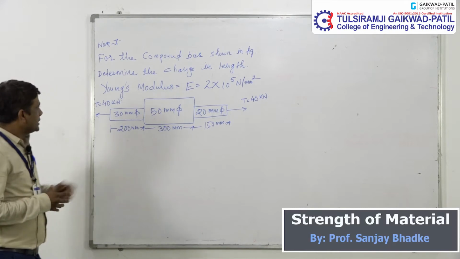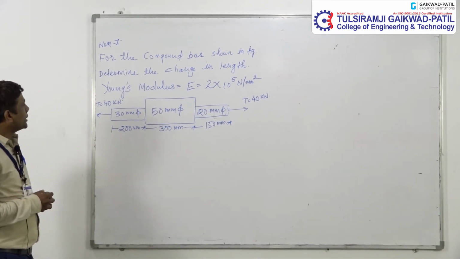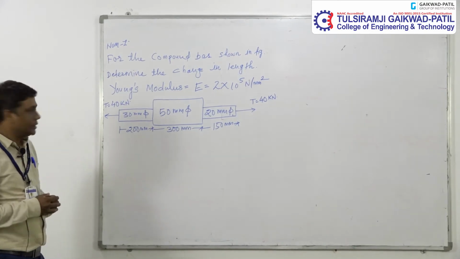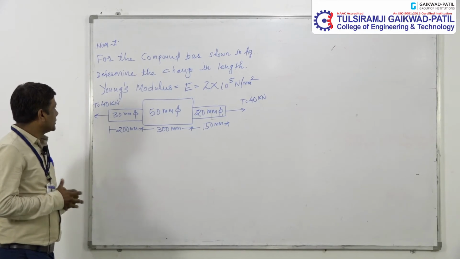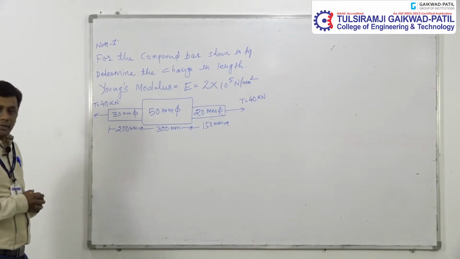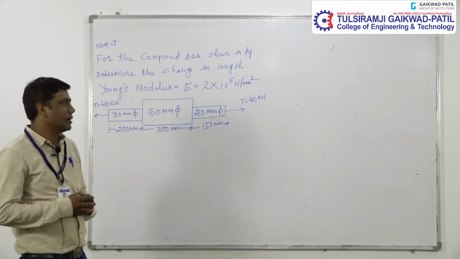So, this is one numerical. For the compound bar shown in the figure, determine the change in the length. For this compound bar, the value of Young's modulus E is given as 2 into 10 raised to 5 Newton per mm square.